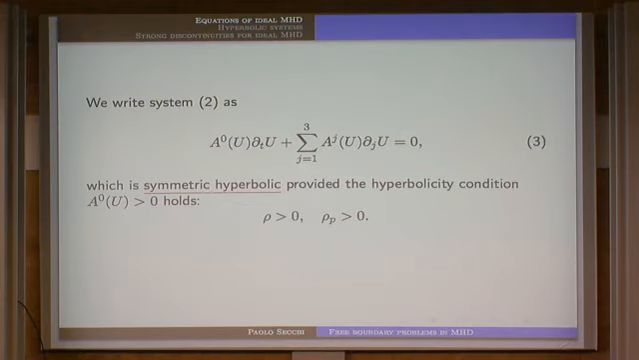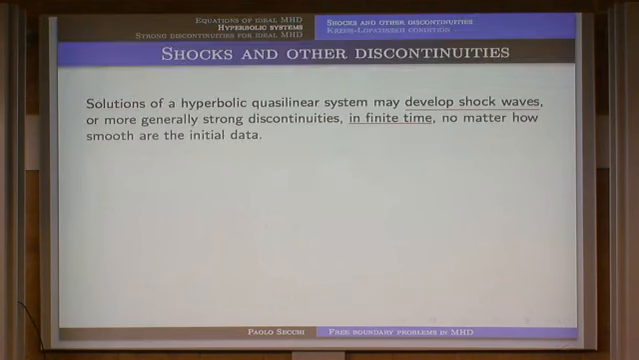So the physical conditions: the density has to be strictly positive, and the derivative of the density with respect to the pressure, or vice versa, in terms of rho, has to be also strictly positive. Okay, so this is the form of the system that we consider from now on.